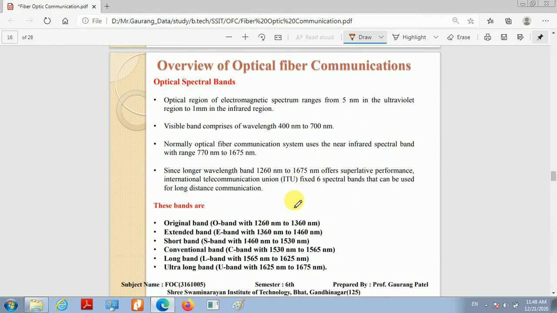Now, what are the optical spectral bands? After understanding electromagnetic waves, we will discuss optical spectral bands. As we know, in the electromagnetic spectrum, the optical region ranges from 5 nanometer in the ultraviolet region to 1 millimeter in the infrared region. In this region, the visible band comprises wavelengths from 400 nanometer to 700 nanometer.